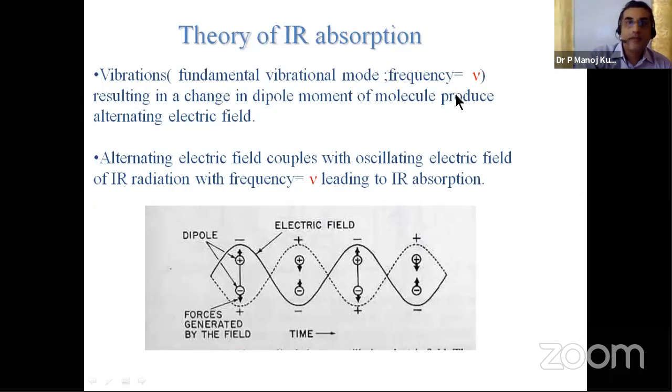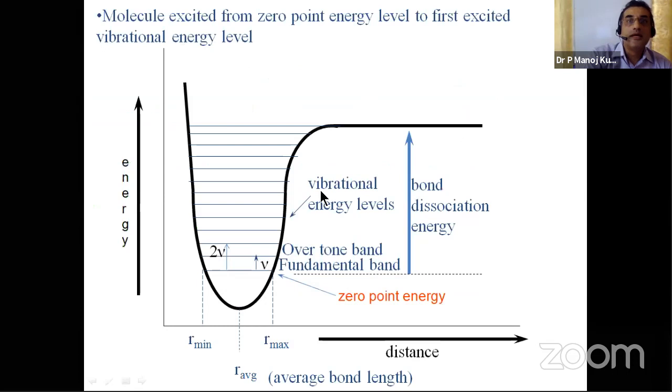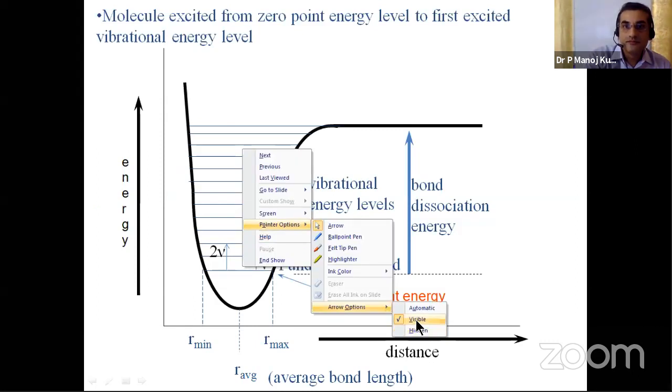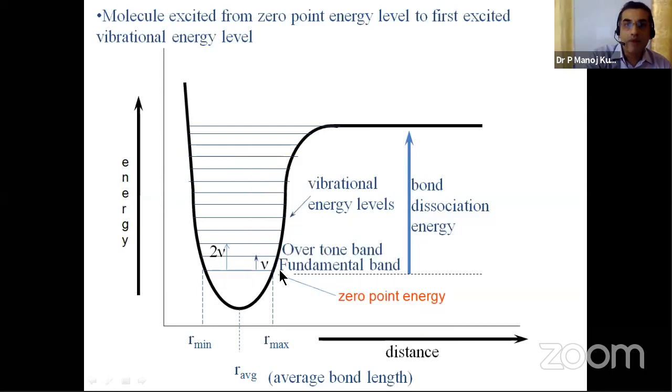Now we are coming to the next portion. As we discussed before, here I have the carbon-chlorine bond. This is the ground state, so the carbon and chlorine are vibrating. What is the frequency with which they vibrate?